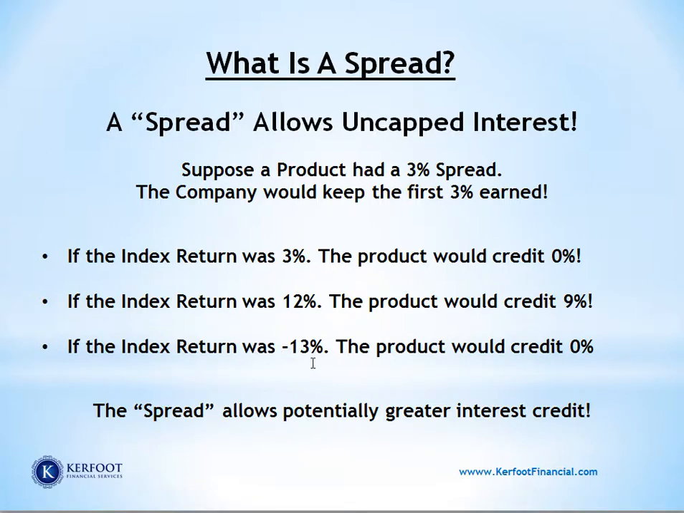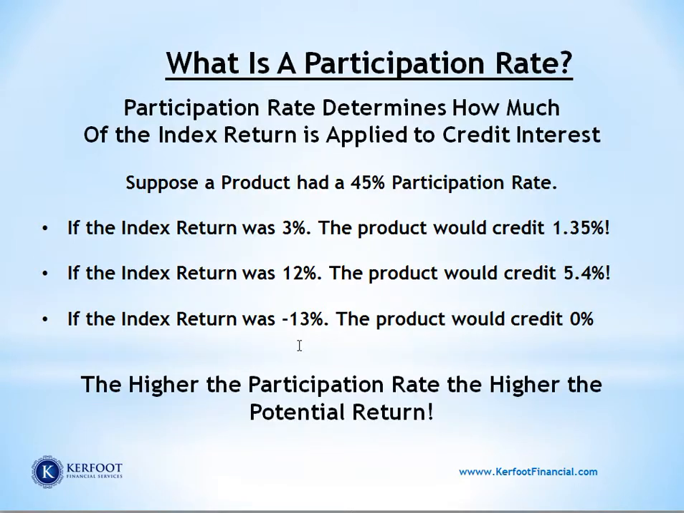And if the index return was negative, let's suppose it was down 13%, the product credits 0 because there's a 0 floor. You don't lose money in a down market.